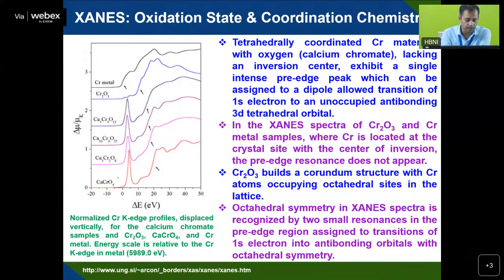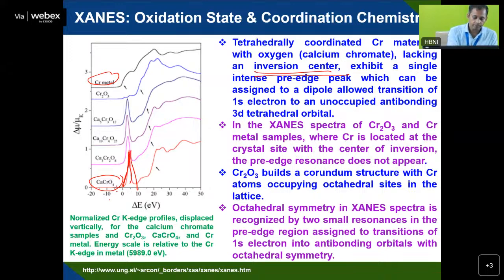You can see here is calcium chromate and here is chromium metal. Calcium chromate is tetrahedrally coordinated. It doesn't have an inversion center. Since it doesn't have an inversion center, you are able to see that band edge peak here because of the dipole-allowed transition of the 1s electron to the 3d orbital. Because of the transition of the 1s electron, you are able to see a band edge in the case of calcium chromate.